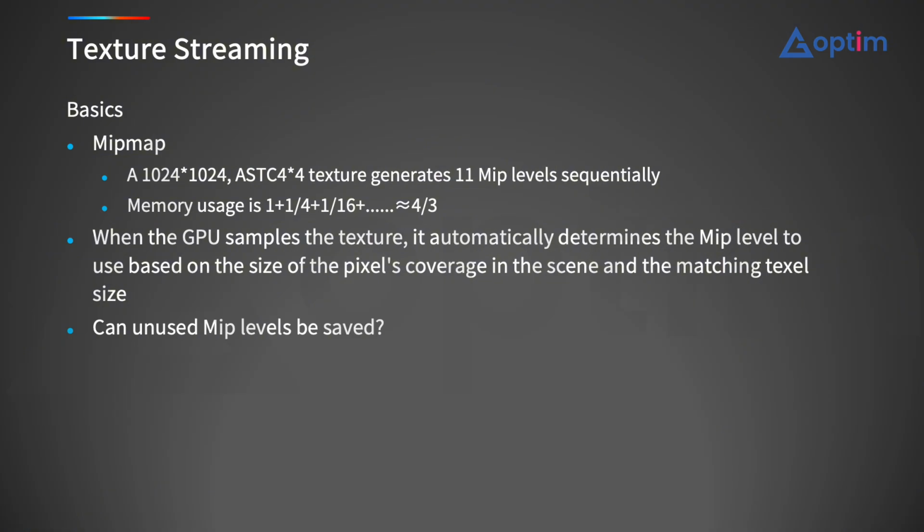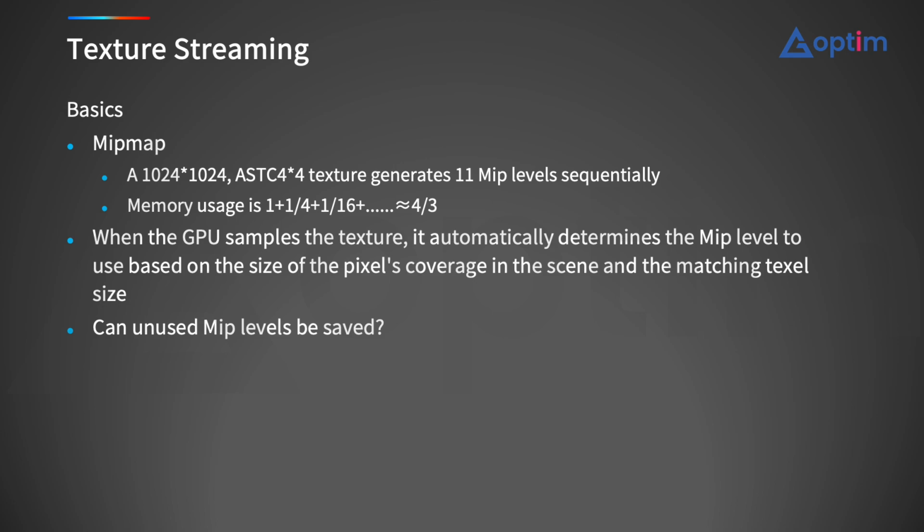But let's switch our perspective. From a memory optimization standpoint, an important question emerges. Do we really need to keep all MIP levels in memory? In many cases, the answer is no. During actual rendering, only a subset of MIP levels is actively used. For example, textures closer to the camera may use higher resolution MIP levels, while distant objects use lower resolution ones. This observation led to a natural idea. Can we safely discard unused MIP layers?